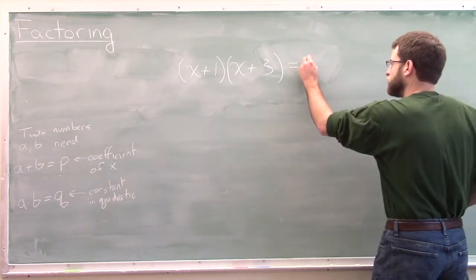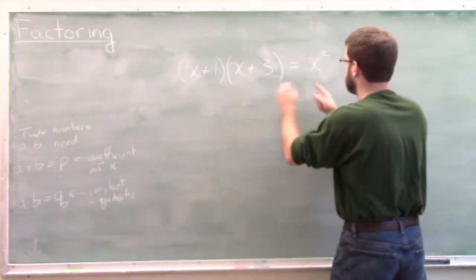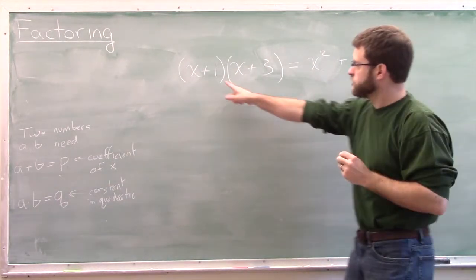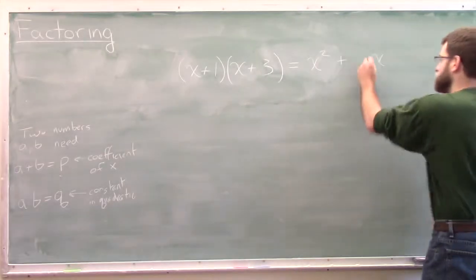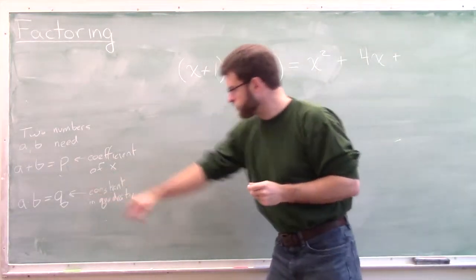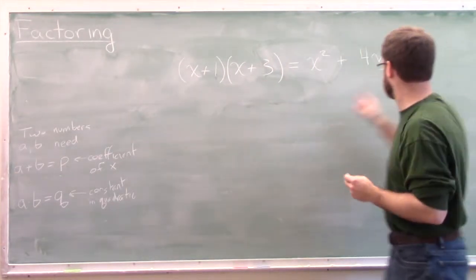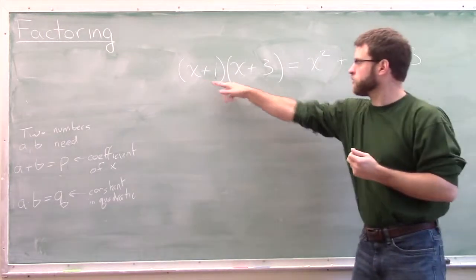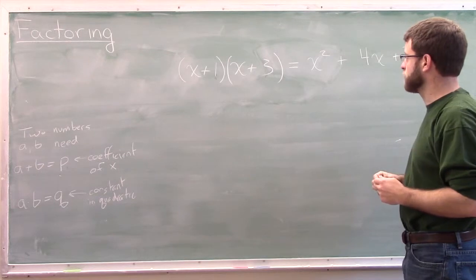So what we should see is an x squared term. Right? And then the coefficient of the x term in this quadratic polynomial should be a plus b. It should be the sum of these two numbers. So 3 plus 1 is 4. And then the q, the constant term, should be equal to the product of these two numbers. 1 times 3 is equal to 3. So when we multiply this out, this should be the resulting polynomial in standard form.